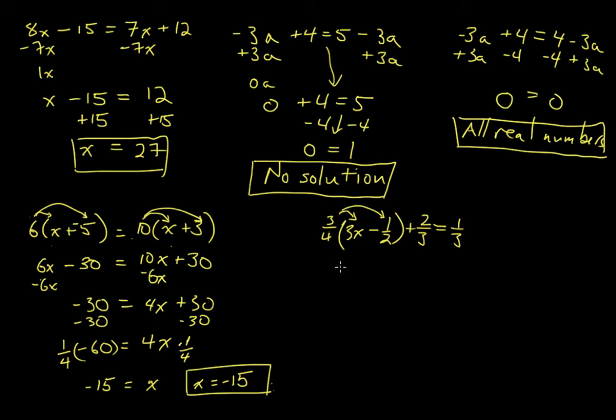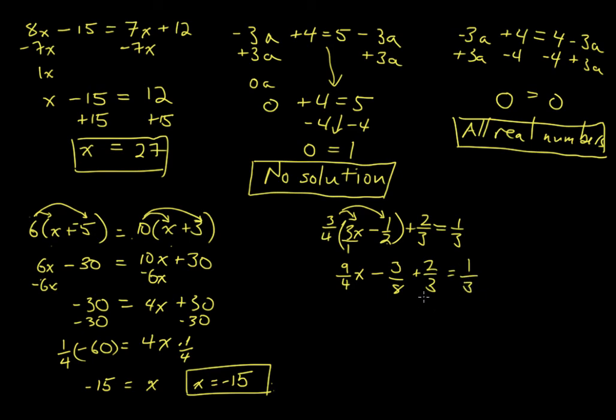Multiply 3/4 times 3x, and then we'll multiply it by negative 1/2. So 3/4 times 3x is going to be 9/4 x, right? Remember, this is 3 over 1, so 3/4 times 3 over 1 is 9 over 4. Multiply across the top and the bottom. 9 over 4 x minus 3/4 times 1/2. 3/4 times 1/2, that's 3 times 1, which is 3 on the top, 4 times 2 on the bottom, which is 8. And then out here we still have this plus 2/3 equals 1/3.